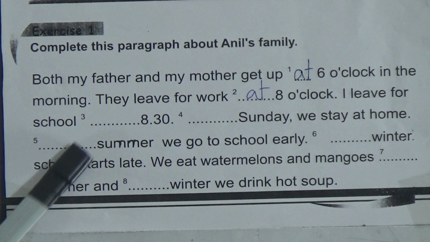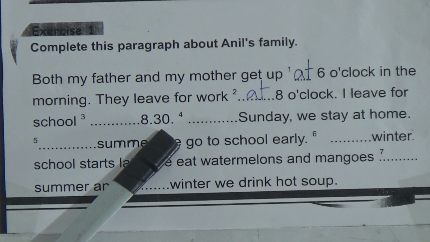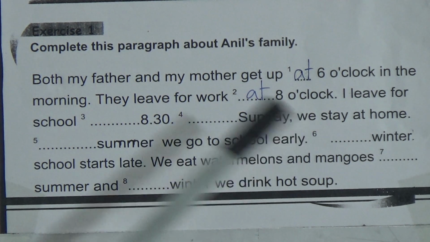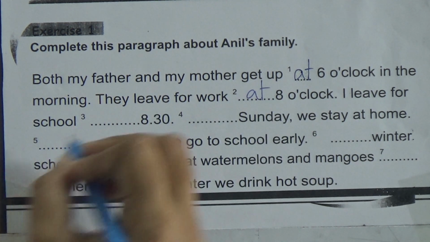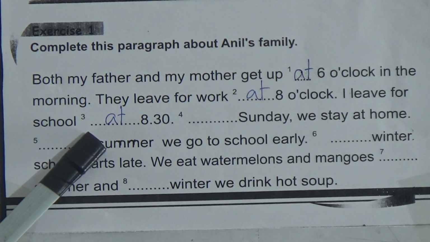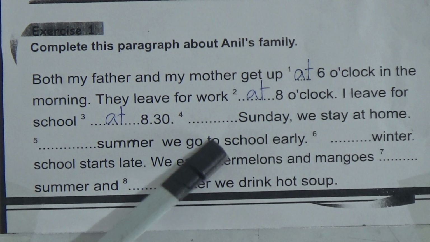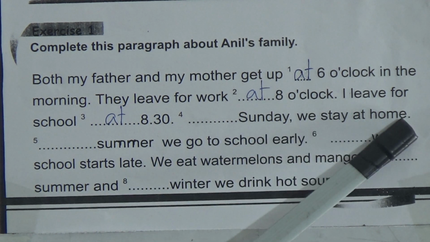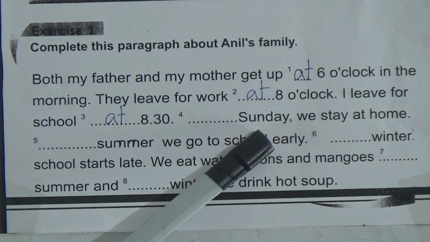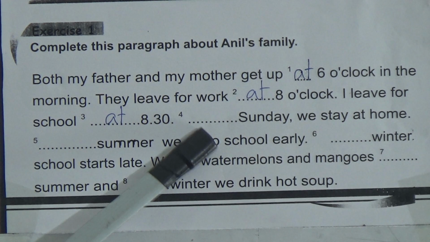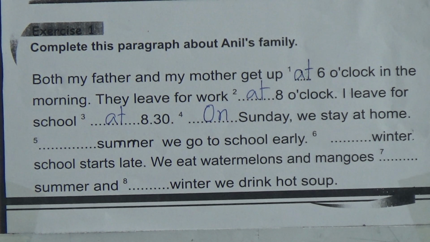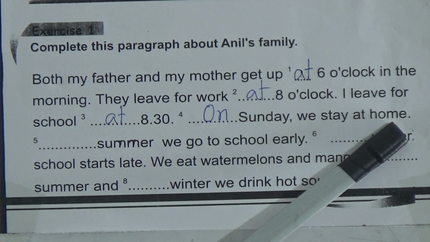I leave for school dash 8:30. So this is also a time of a day. So what will you use here? Yes, we will write here at. I leave for school at 8:30. Now number 4, dash Sunday, we stay at home. So dash Sunday, this is the name of the day. So what will you write here? Yes, we will write here on. On Sunday, we stay at home.